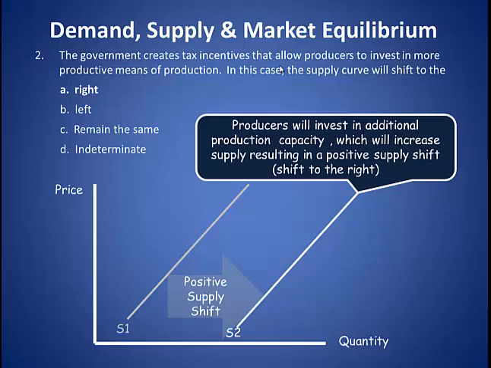Okay, in this case, the supply curve will shift to the right. The reason for that is producers will invest in additional production capacity, which will increase the supply, resulting in a positive supply shift. In other words, a shift to the right, and here it is depicted in the answer to the question.